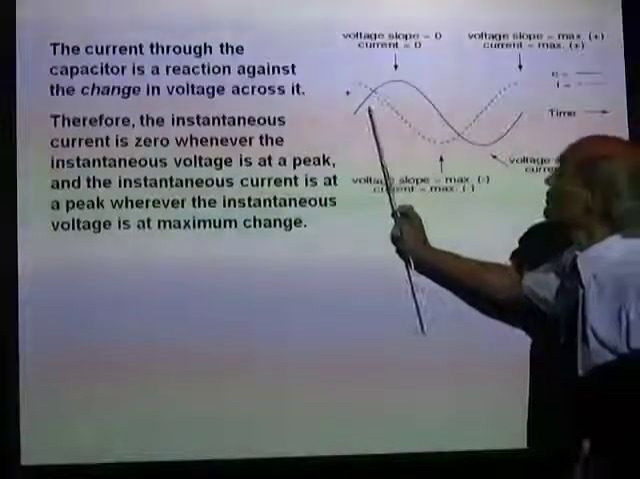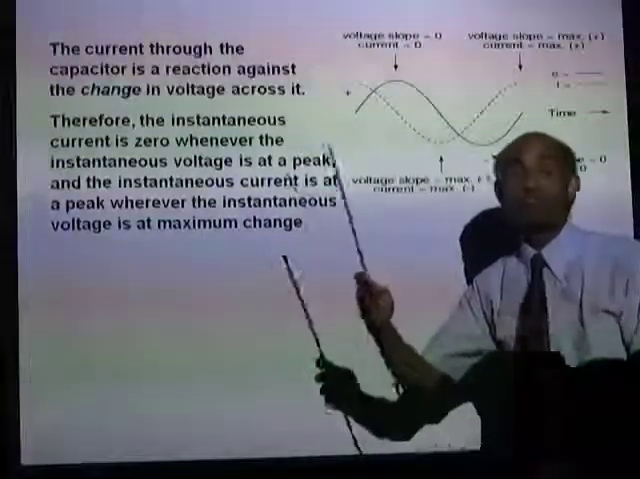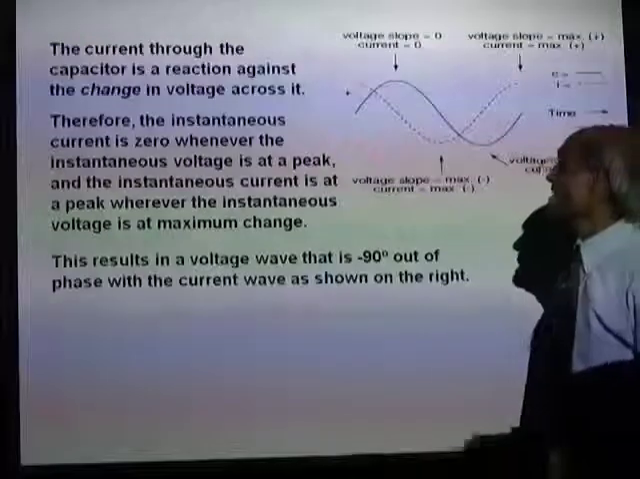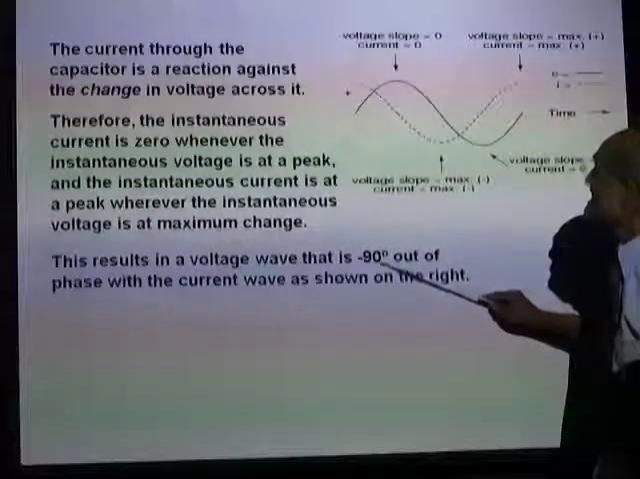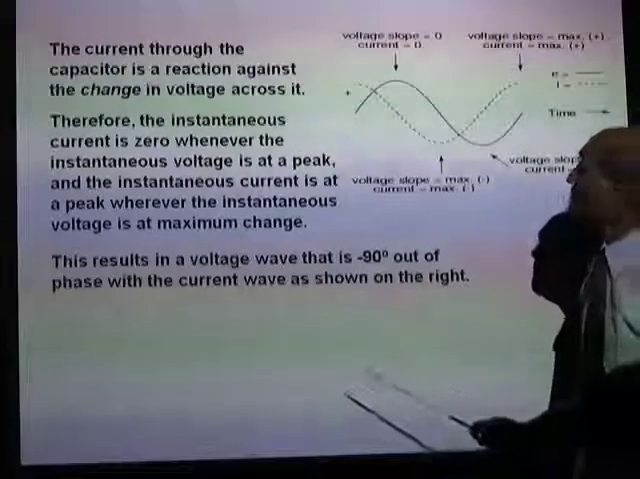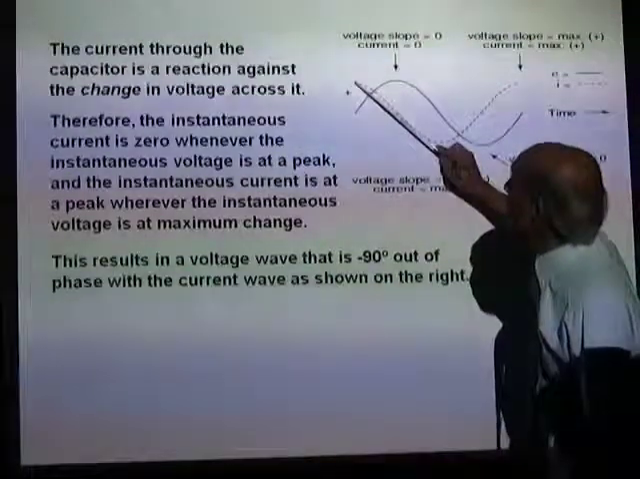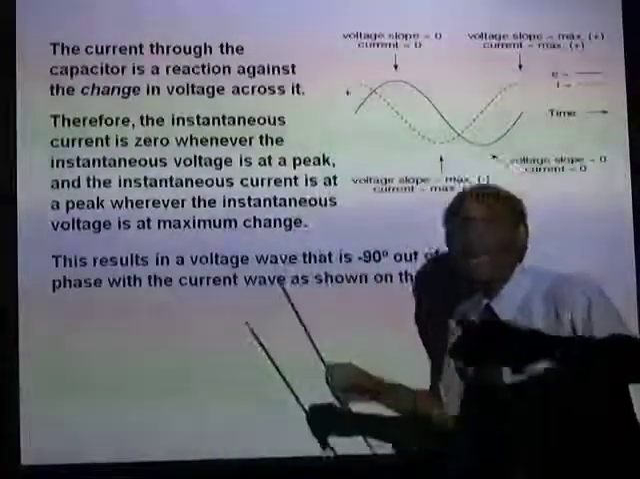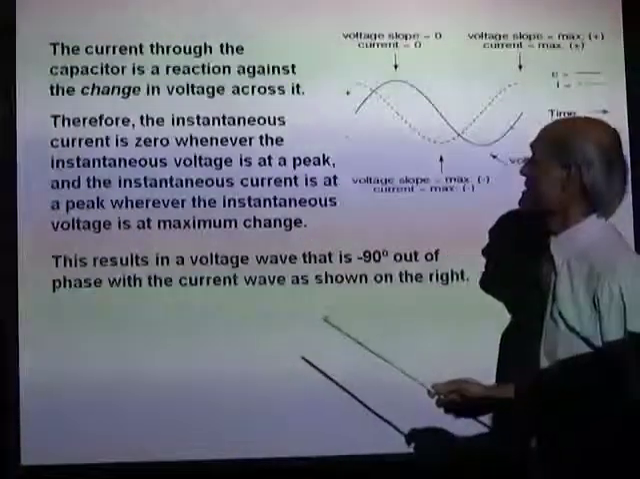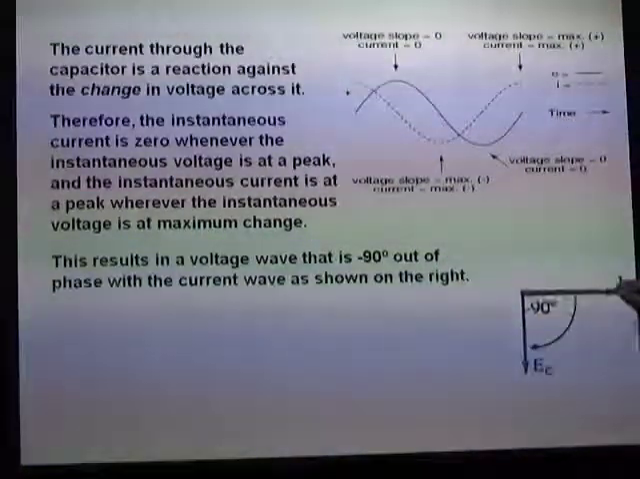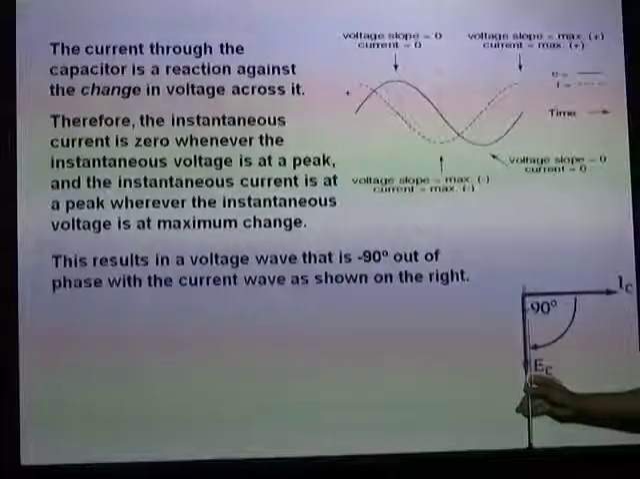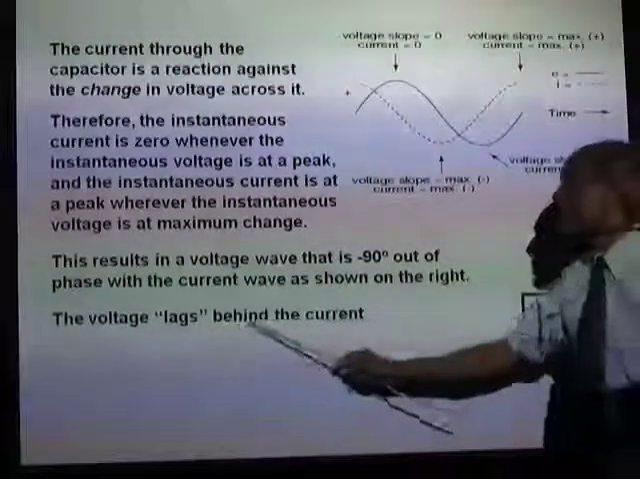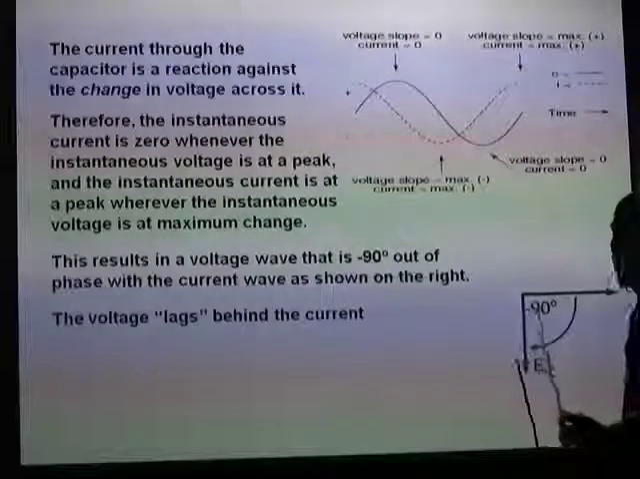So you must now understand this. Now see how a phase difference comes about between voltage and current. This results in a voltage wave that is minus 90 degrees out of phase with the current. You can see when the current is a maximum, the voltage is 0. So we say that current is ahead of the voltage by 90 degrees. There you are. The current is ahead of the voltage by 90 degrees. That's the representation. We say the voltage lags behind. Voltage lags behind the current by 90 degrees.